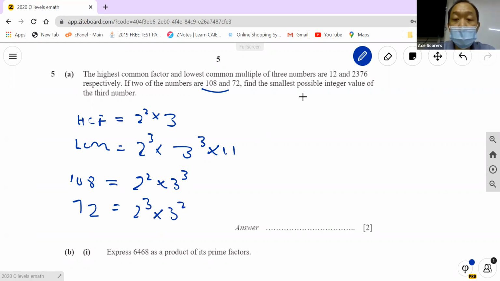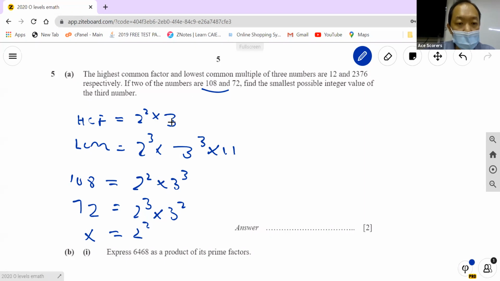What you want to do is find the smallest possible integer value of the third number. Let's call it x. I need to compare these. You see the lowest is here, the highest is here. Both of them have already been provided, so I don't need any number here. Next, HCF here. So for the LCM, highest, and HCF, this is a 2 squared. There has to be a 2 squared because 2 squared is the lowest that is common in all 3.